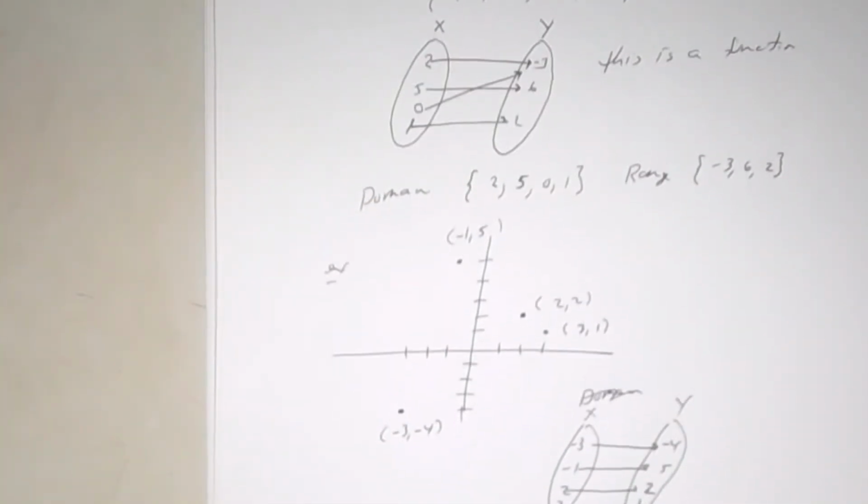So for each x, there's only what? One y value. So this is a function, right? You all agree? Yes. Okay.